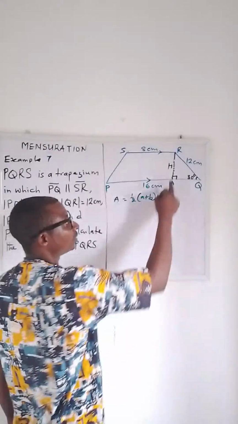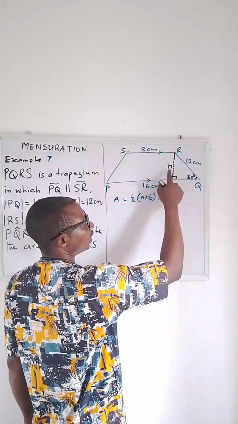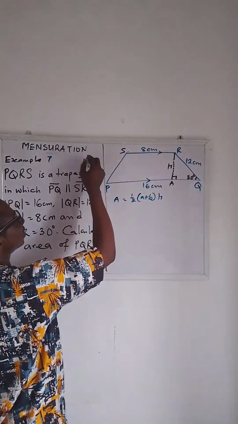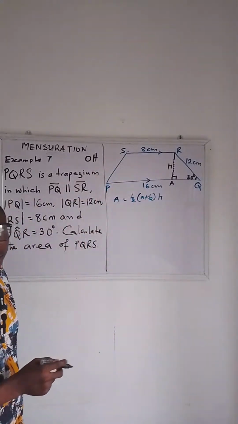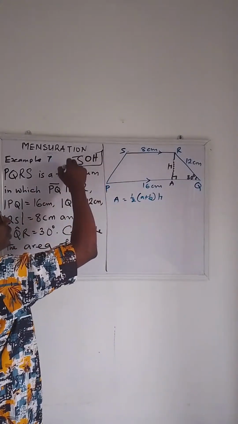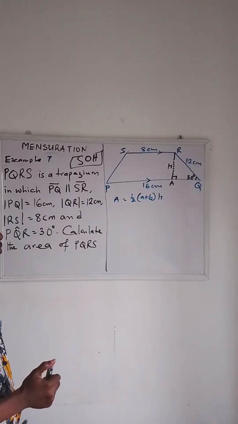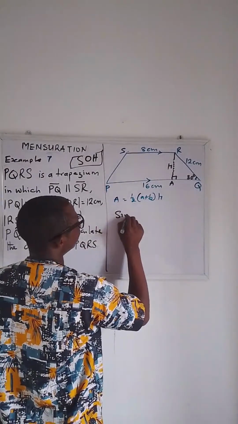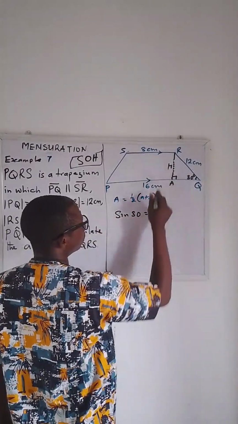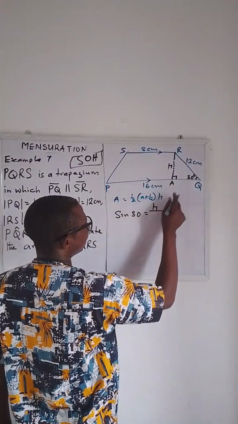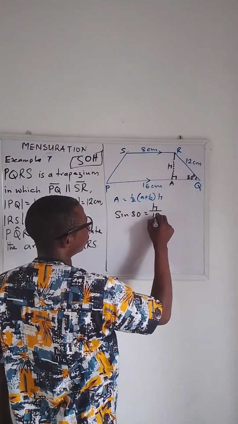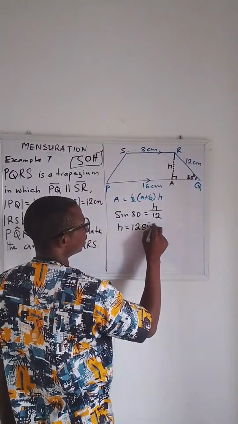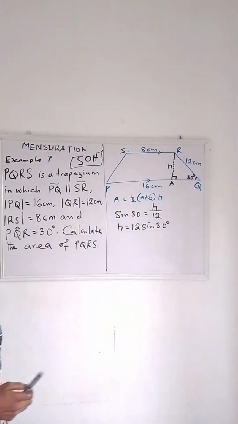Now, since I want to get the opposite, which is the height, you connect your opposite and hypotenuse together. You remember, so I'm going to be using the trigonometrical function sine. So now we have sine 30 equals opposite, which is h, over hypotenuse, which is 12. So you can cross multiply, we have h equals 12 sine 30 degrees. Now, do you understand that?